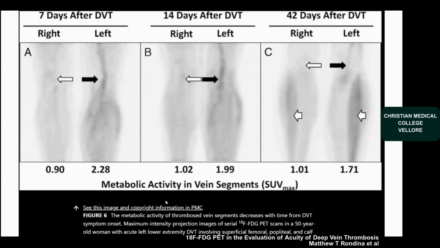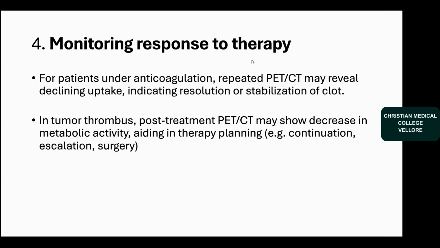Then this is another case of DVT. Here you can see initially the SUV was 2.28, then it was 1.99, and it was 1.77 at 42 days. Next, monitoring response to therapy. If we detect a clot in PET CT, after therapy it might show a decrease in the metabolic activity. So we can assess the response to the therapy, and we can plan for further therapy if needed, or decide whether we should escalate or go for surgery.